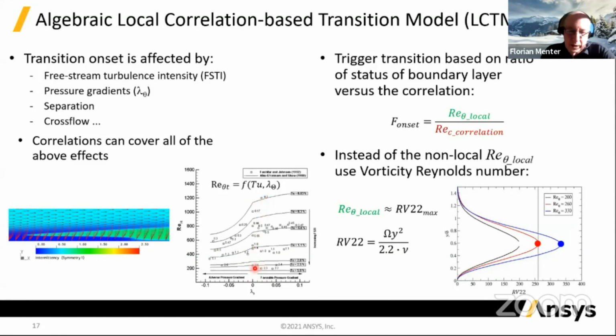And there's, for example, here's bypass transition, here's natural transition. But the model doesn't care about what physical phenomenon it is. It just takes whatever correlation it gets and trips the boundary layer there.